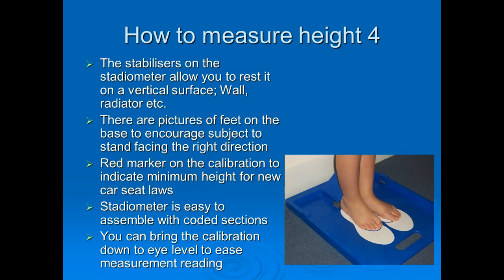It's easy to assemble, as we said earlier. It comes in a carry case and each end has a coded symbol and colour to allow you to remember which way it should fit together. And you can bring the calibration down to eye level to ease measurement reading. So if you're measuring somebody who's taller than you, you can tilt the whole thing down so you can read the accurate measurement without having to stand on a chair and put yourself at risk.